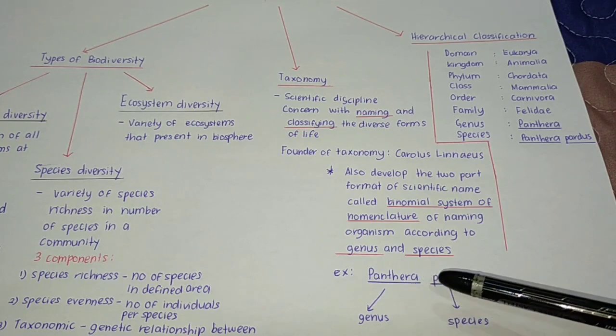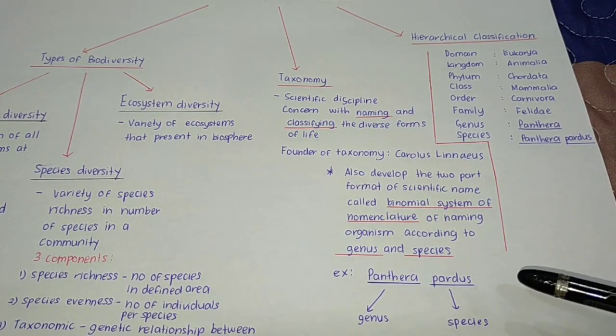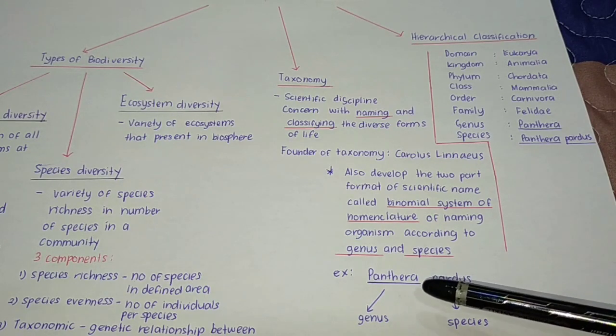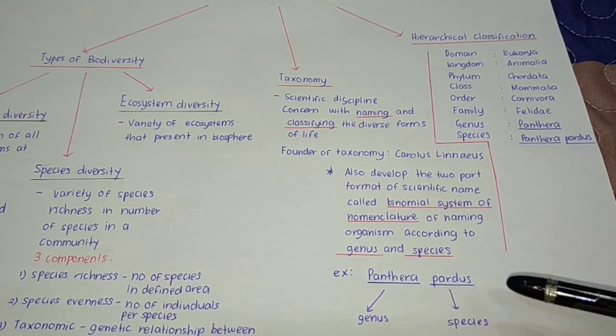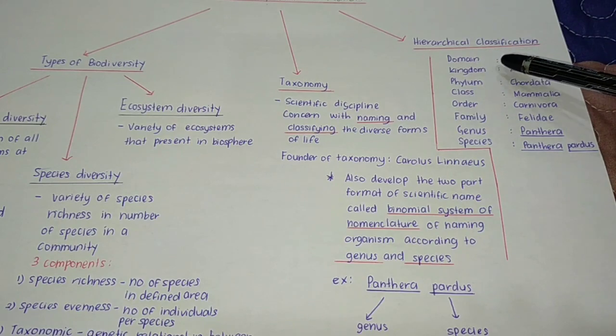For the example, let's say the organism is Panthera pardus. So how do we name this species? Actually, it is according to its genus and also species. So mana datangnya genus and also species? Okay, we look at the hierarchical classification.